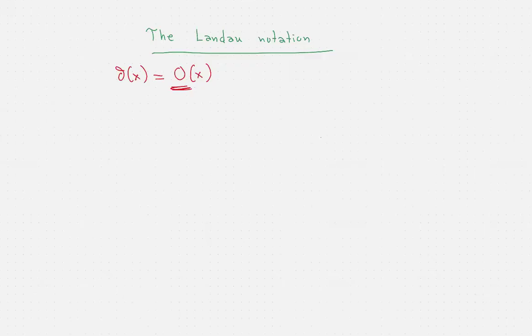This notation is due to the mathematician Landau, and the meaning of this is that there exists an m greater than 0 so that theta of x in absolute value is less than or equal to m times x for x large enough.